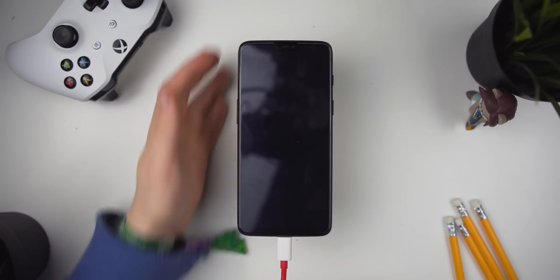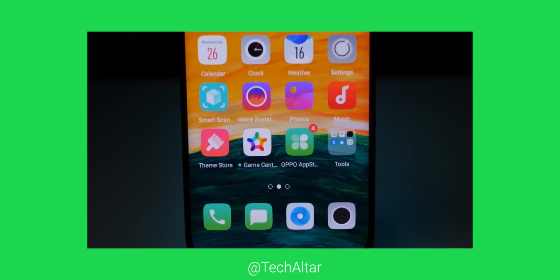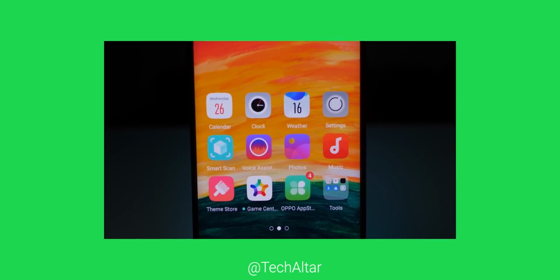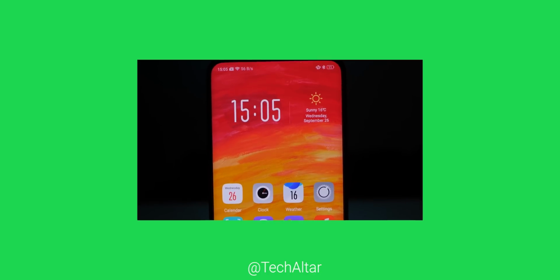I've used OnePlus's Dash Charge more than any of these other standards, and I can vouch for it personally, but as with all tech, your mileage may vary. And with that, I want to conclude our winner as being Oppo's SuperVOOC, a super fast technology available on a very small amount of phones.